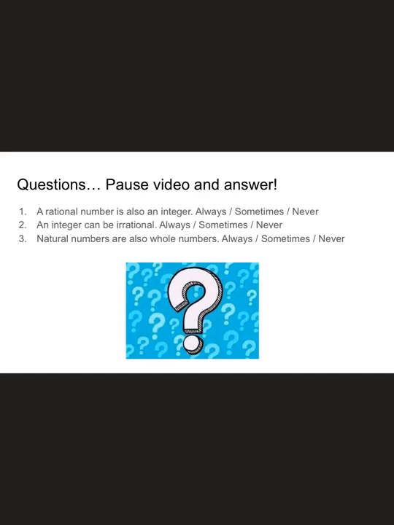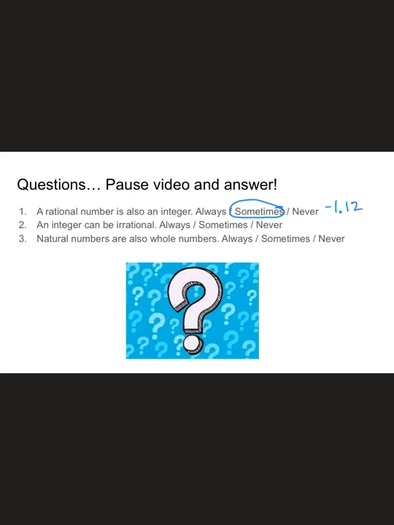All right, and I'm going to assume that you paused and that you came back, and we'll go over these together. A rational number is also an integer. Sometimes. They can sometimes be integers. Sometimes they won't be. So an example of a rational number could be -1.12. It ends, it's rational. It's not an integer because there's a decimal there. Just because it's negative does not mean it's always an integer.